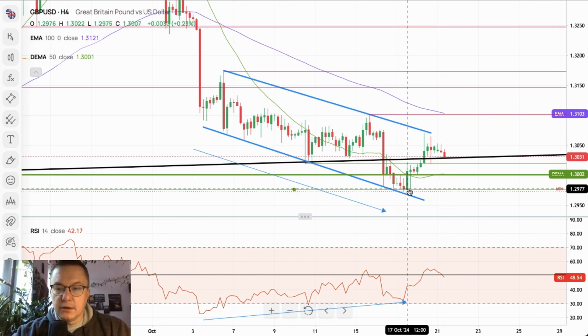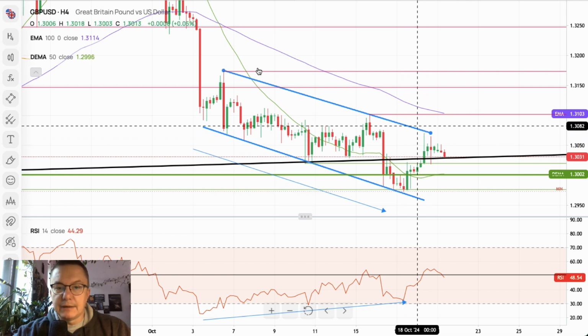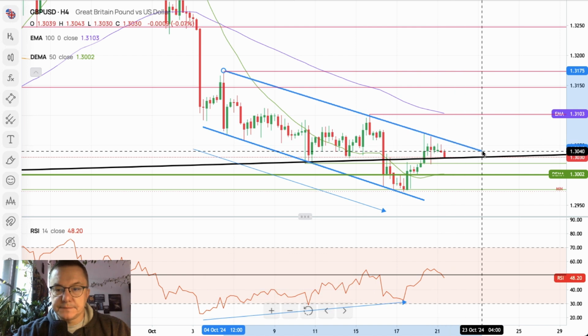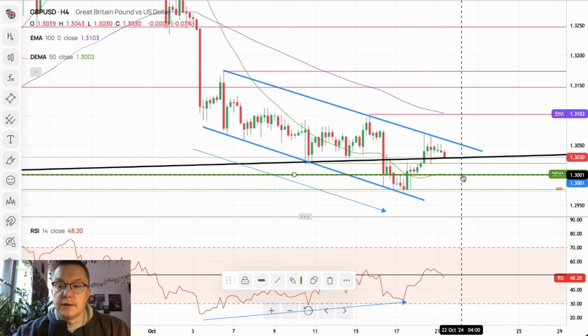We made a low at the level of 1.2973. We bounced towards the upper channel line. We didn't break above it. And we got the first pin bar, the second pin bar, and now we go lower back towards the major technical support at 1.3.